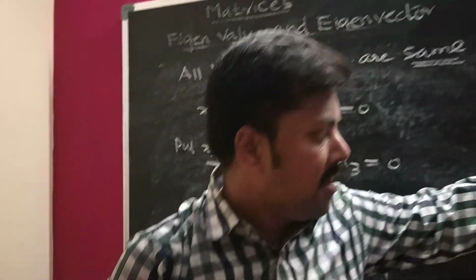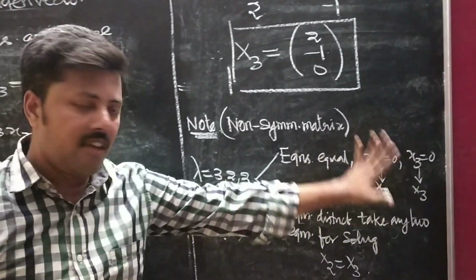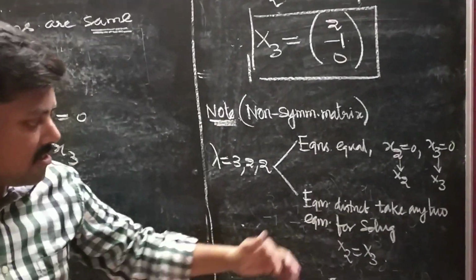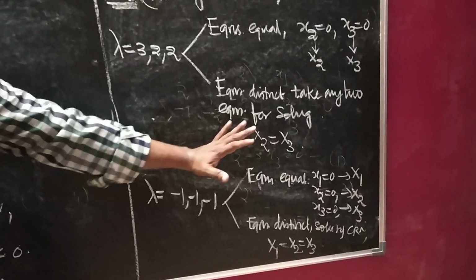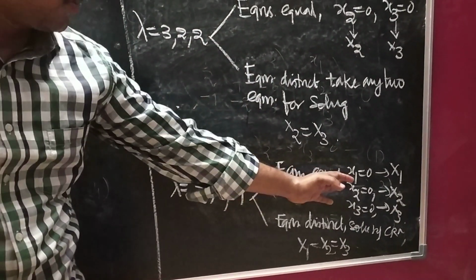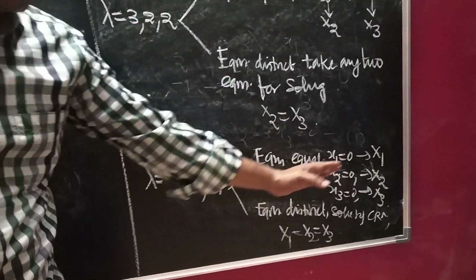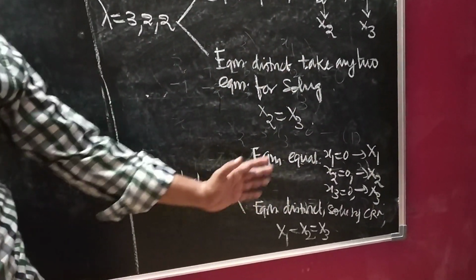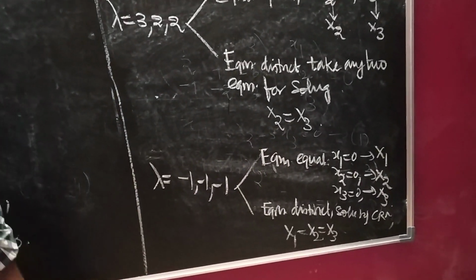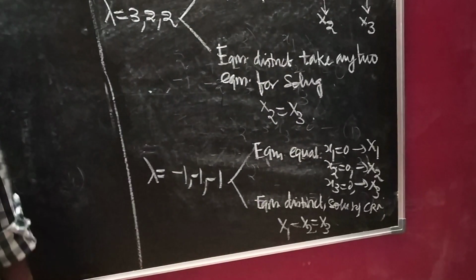There is an important rule for non-symmetric matrix. If equations are equal, put any one of the variables 0, find the eigenvectors. If equations are different, solve by cross multiplication rule. If three eigenvalues are equal and equations are same, put x1 0, we get the first eigenvector, x2 0, we get the second eigenvector, x3 0, we get the third eigenvector. If equations are distinct, solve by cross multiplication rule, that is x1 equal to x2 equal to x3. Thank you.